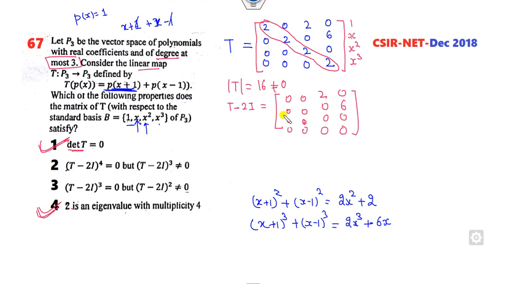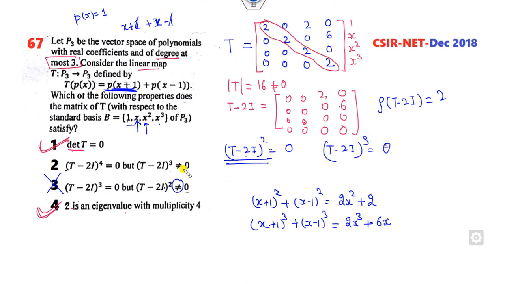Fine. Now that's very simple, right? The rank of T minus 2I is 2. Now if I find (T minus 2I) square, if you multiply them, clearly these two values are there, rest of them are 0, so it is 0, but it is said to be non-zero, so that option is cancelled out. Once the square is 0, then definitely the cube is also 0, but it is said to be non-zero. So this option is also cancelled out. So the right answers are A and D.